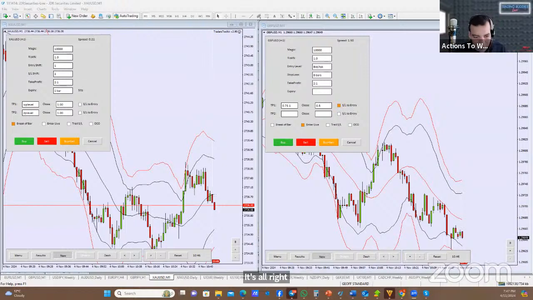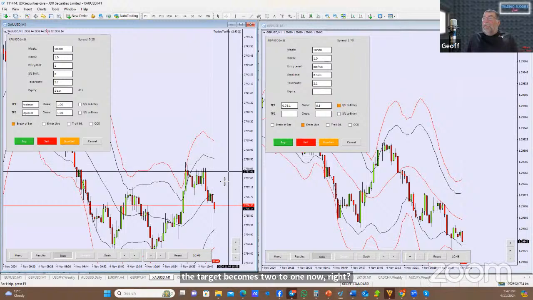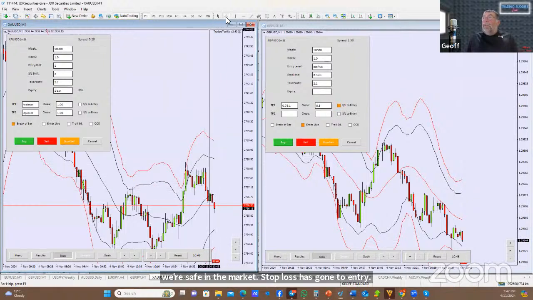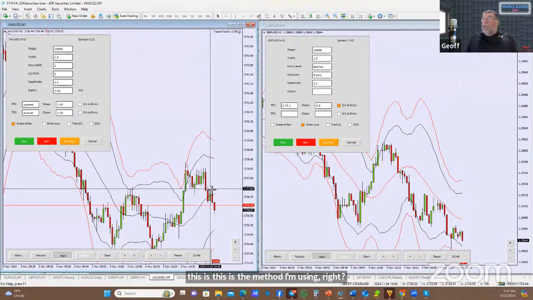At the minute we're just trying to form the strategy, right? So I still like the fact that we've got something there. The target becomes 2-1 now, right? So we're safe in the market. Stop loss has gone to entry. We've taken half off. This is the method I'm using, right? So the profit take all is 2-1, which means 36 becomes 72.